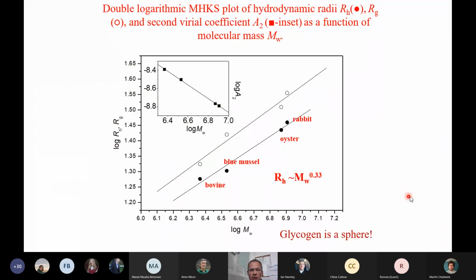So when we measured the hydrodynamic radius and plotted it as a function of molecular weight, which was known from literature, we received the dependence of the hydrodynamic radius as a function of molecular weight, to the power of the scaling exponent 0.33. That immediately tells us that glycogen is a sphere, right? So that's how you can analyze the structure of your object using only dynamic light scattering.